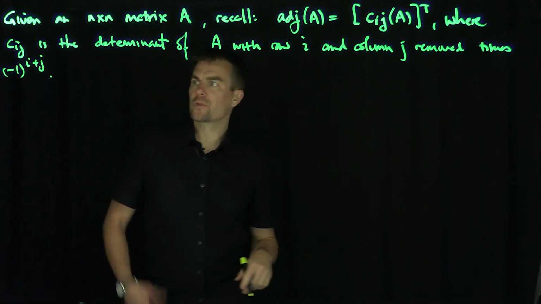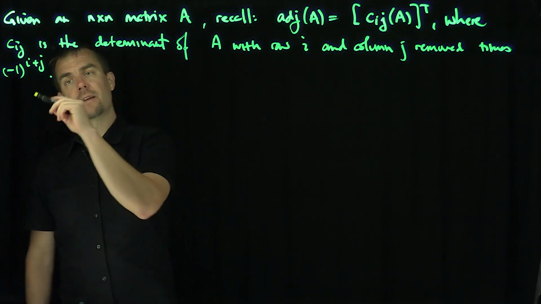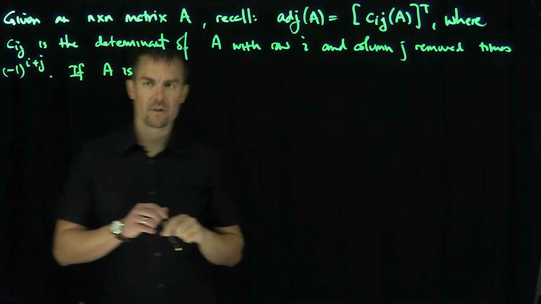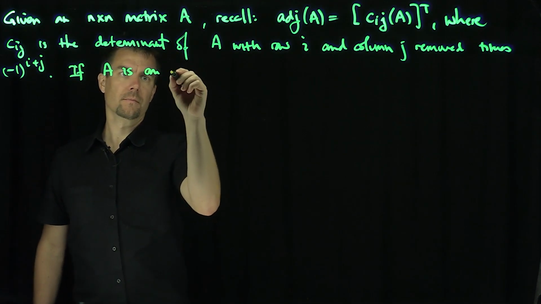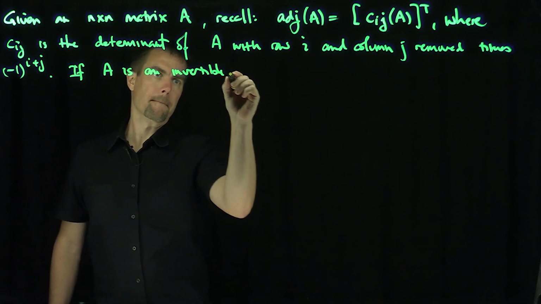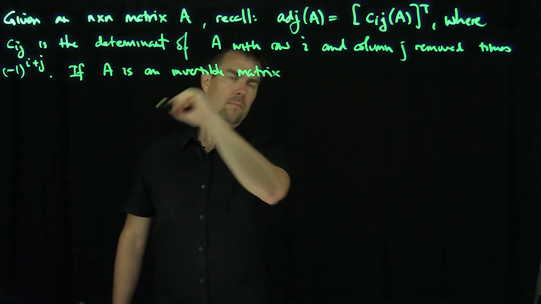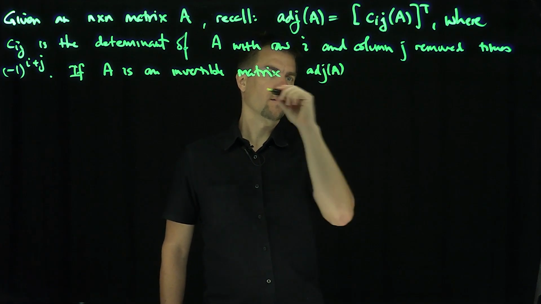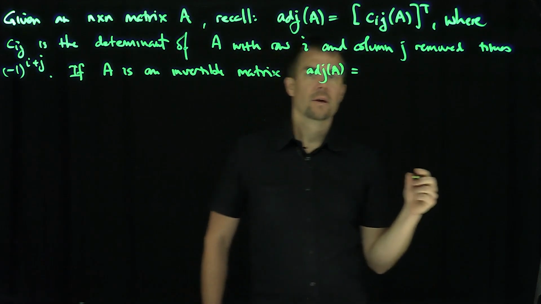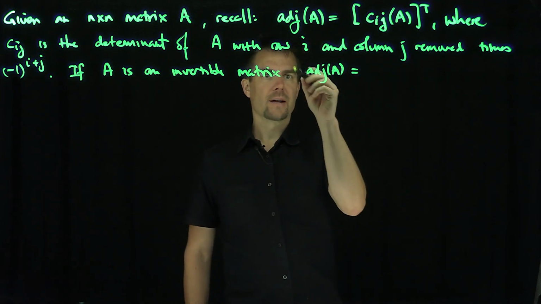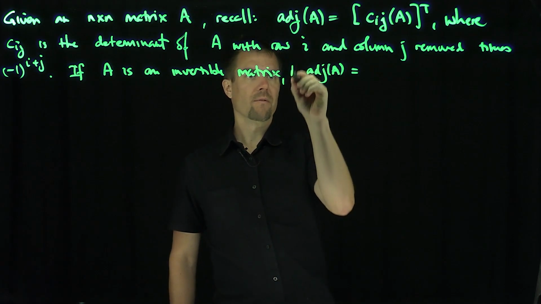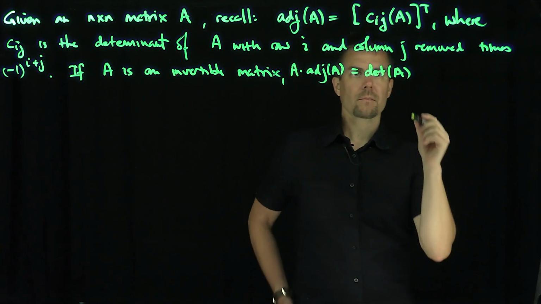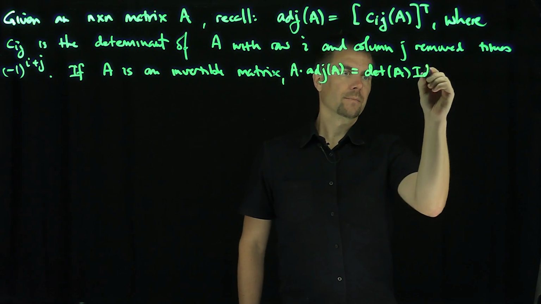Okay? And of course, from previous videos, we have the following relationship. If A is an invertible matrix, then A times the adjugate of A is just going to be the determinant of A times the identity matrix, right?